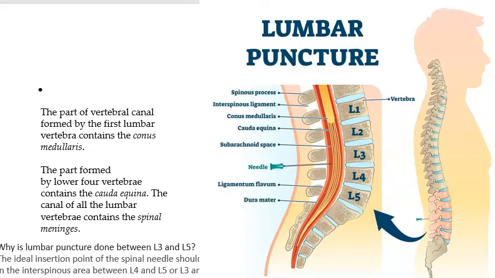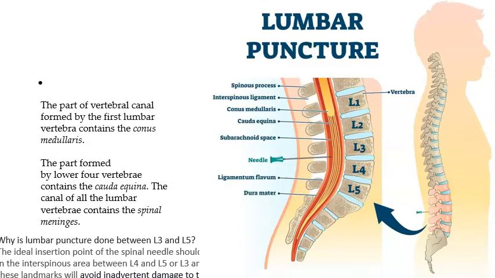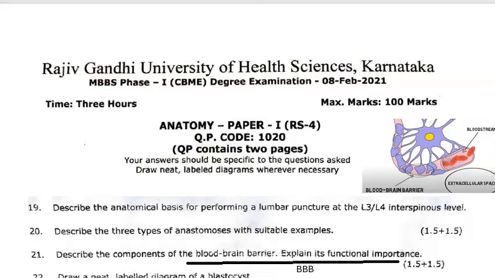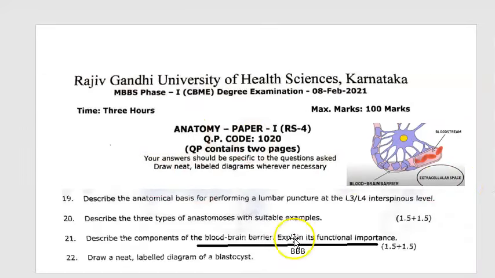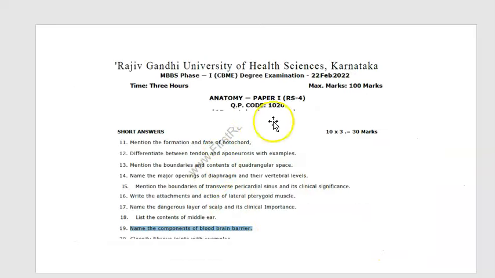Next question is on the blood-brain barrier. It has been asked multiple times. What are the components of the blood-brain barrier and explain its importance? Components of the blood-brain barrier, let us say. This is another time this question has been asked.